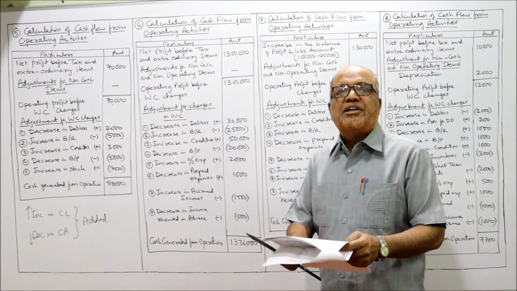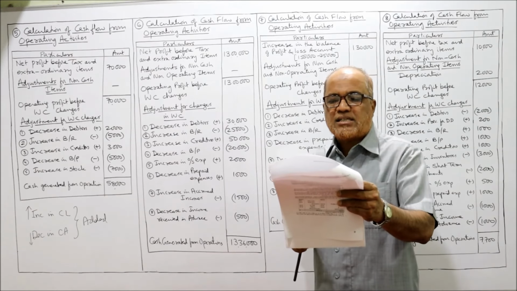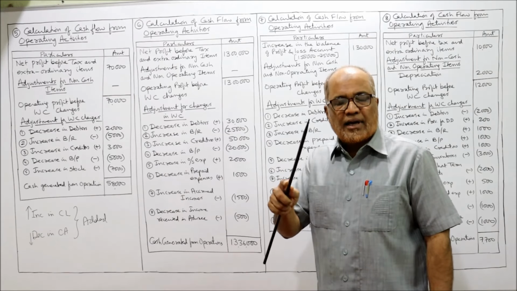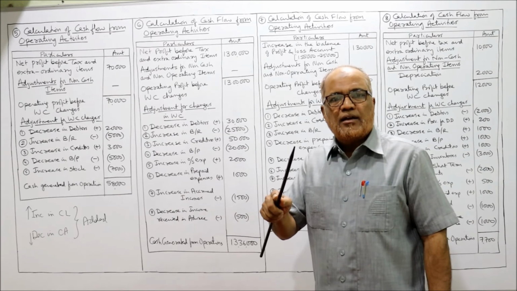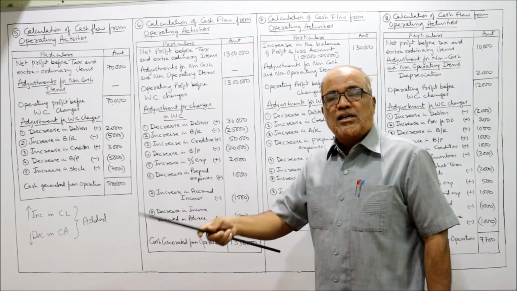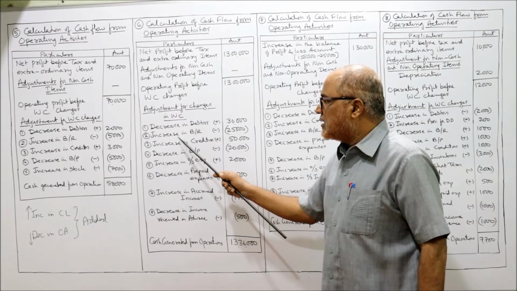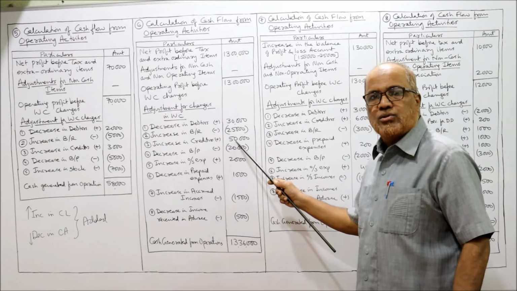Next one, creditors. Creditors is a current liability. Last year 2 lakh, current year 2,50,000. So the current liability has increased this year. An increase in current liability will be added. So increase in creditors added, 50,000.